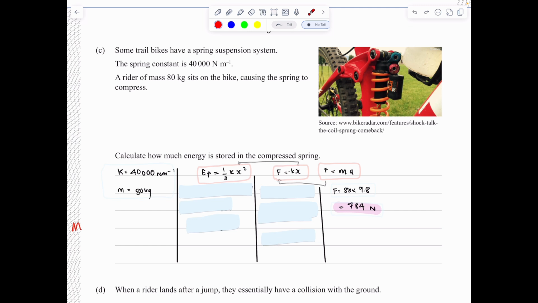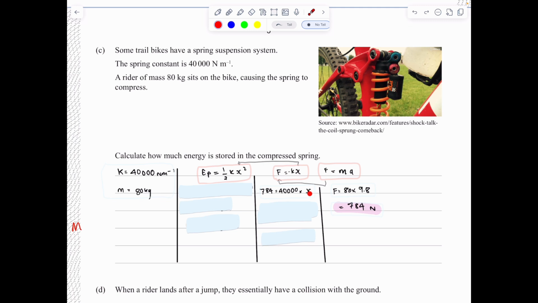So getting one step correct in this whole process is worth an achieved. Okay, so now that I've got force, I could plug it into this equation here. So I've got 784 equals the spring constant, which is K, times X.